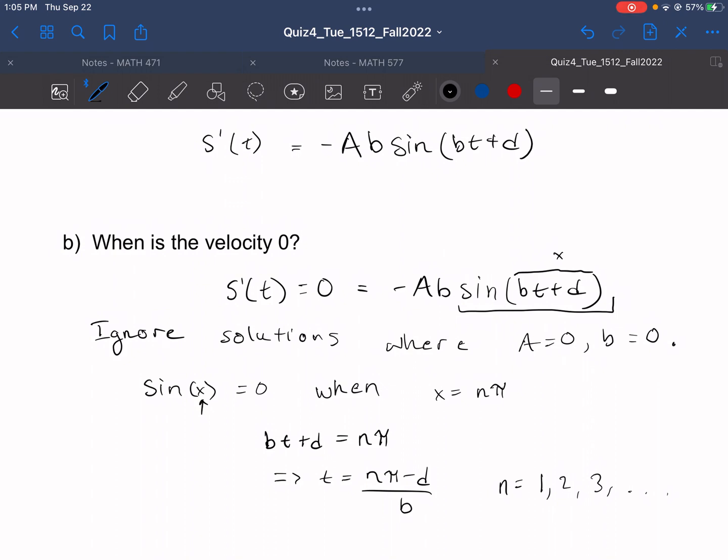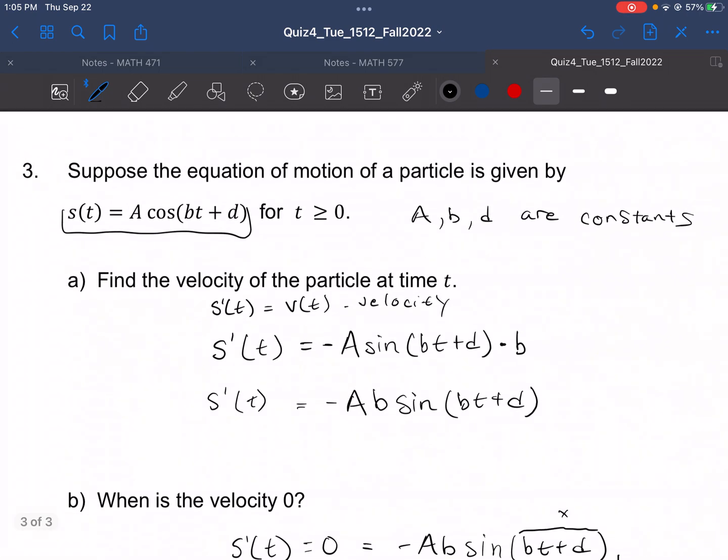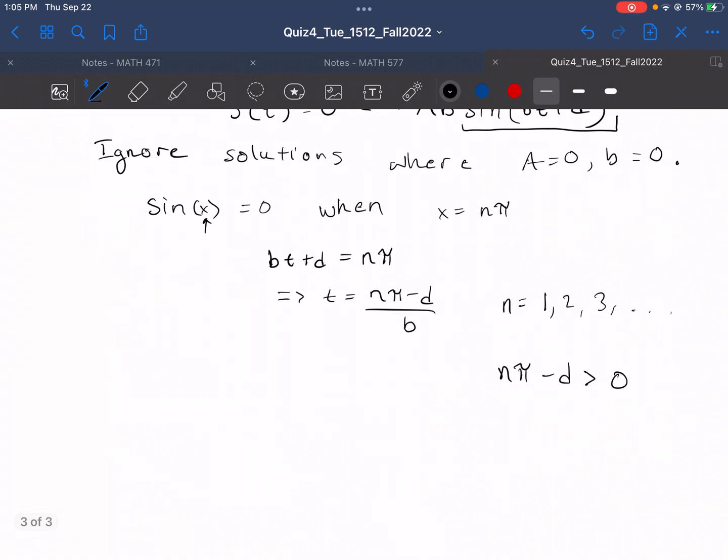There's kind of the caveat that this requires that n pi minus d always be positive, or b to be negative too, to make sure that the solution is always positive. So we're just assuming that it is. Because we're told at the beginning that t is greater than or equal to 0, we're just assuming this and then giving those solutions.